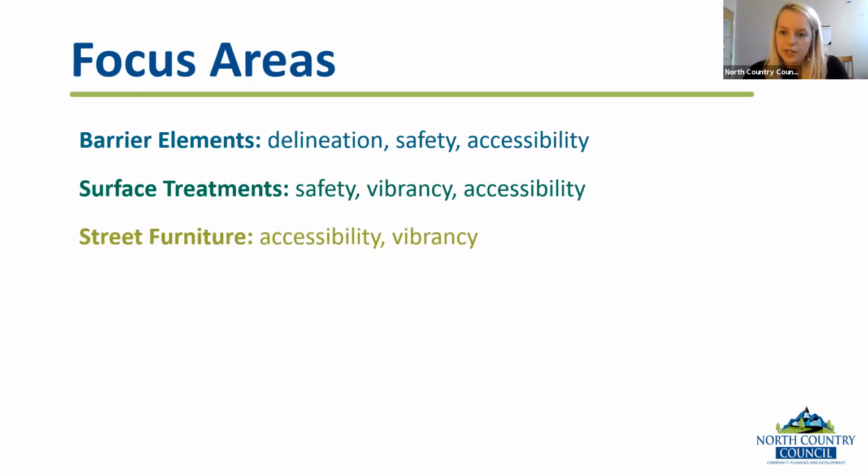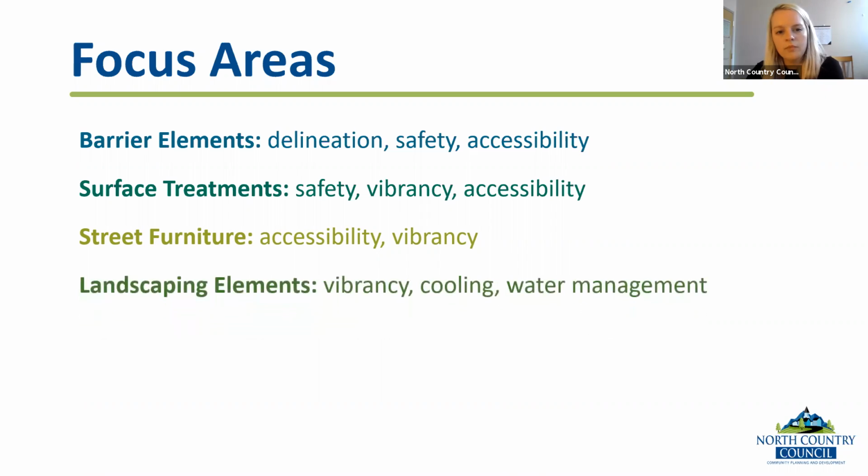Street furniture increases accessibility, as well as adds vibrancy and community elements. Landscaping features, so having greenery, maybe some turf, lighting, tents for shelter, rain or sun, depending on what day of the week it is. That adds vibrancy, cools the area if it's a hot day, or even manages stormwater. As I mentioned, the plants are good at soaking up that water.